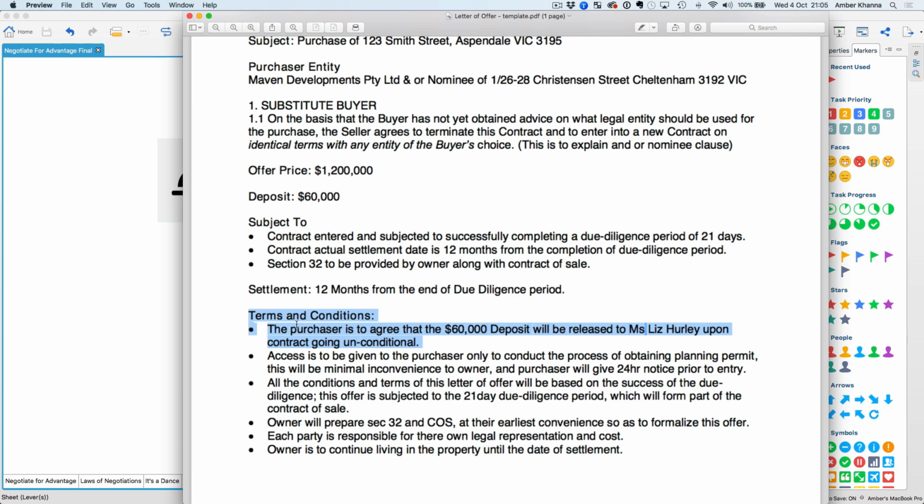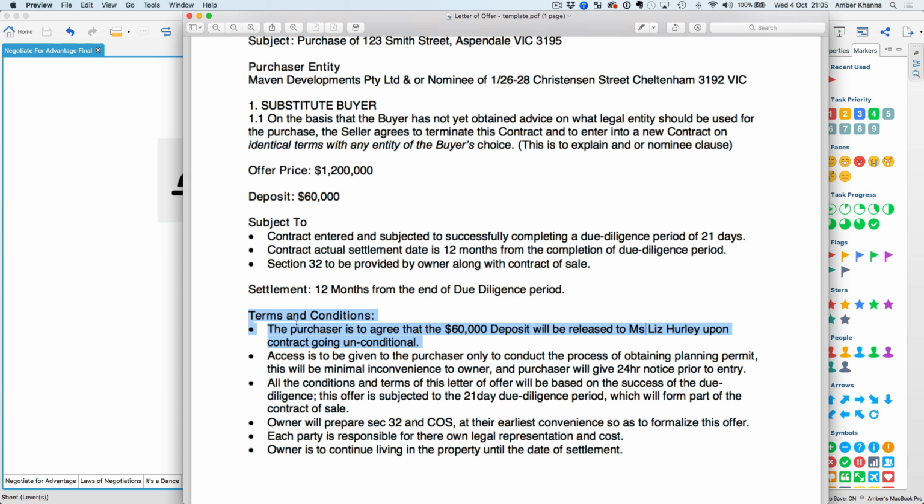So I may have some clauses somewhere. Because your letter here doesn't say anything like that in the offer. I'm just looking through it. No, it says here: contract entered and subject to successfully completing a due diligence period of 21 days. But the $1,000 which you handed over as an initial deposit is not mentioned on this letter of offer, for example. In this scenario, I didn't. Right. Yeah, and that 60,000 as well that we've got.